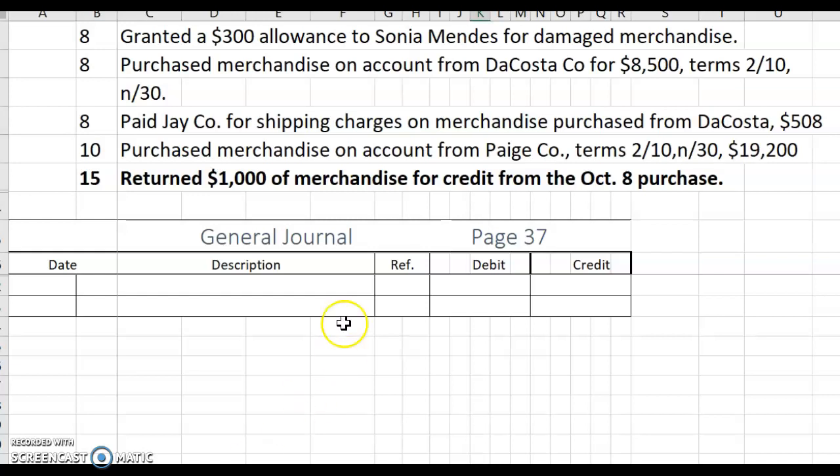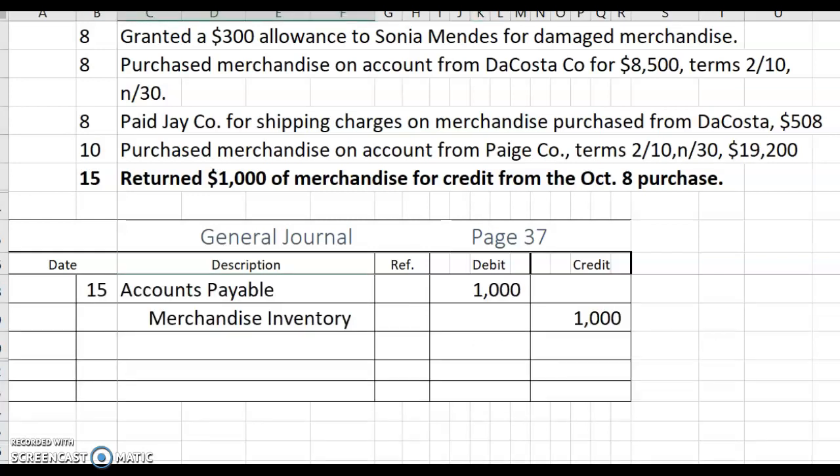Next, we returned $1,000 of the merchandise for credit from the October 8th purchase, which is what we purchased from DaCosta Company. So we're returning the merchandise, so the merchandise inventory is going to go down since we're sending it back. But we're also not going to pay them for merchandise that we returned, so the accounts payable is also going to go down. So we debit accounts payable to make accounts payable go down. We credit merchandise inventory to make merchandise inventory go down.